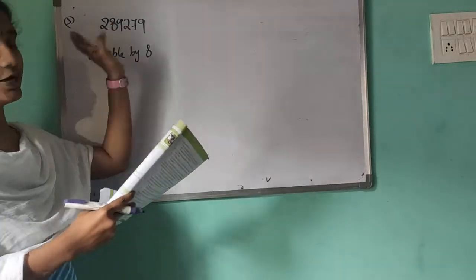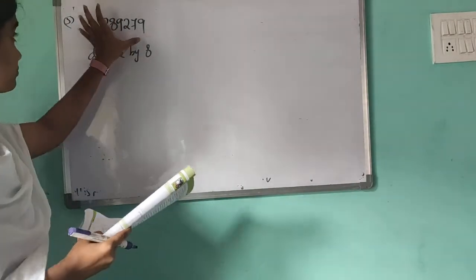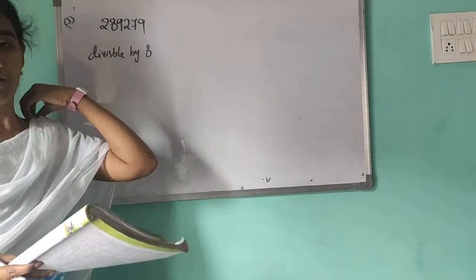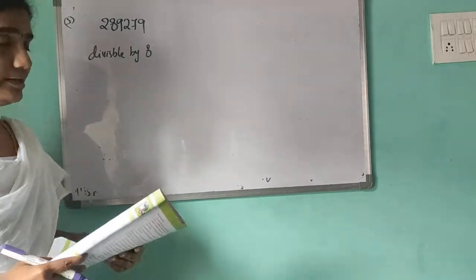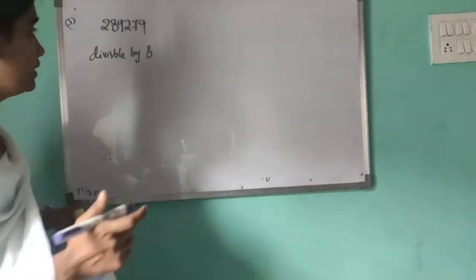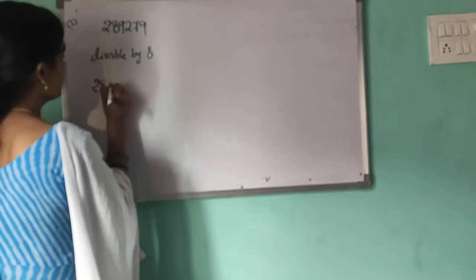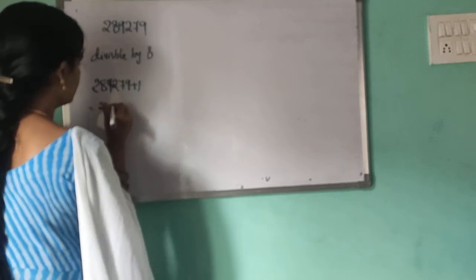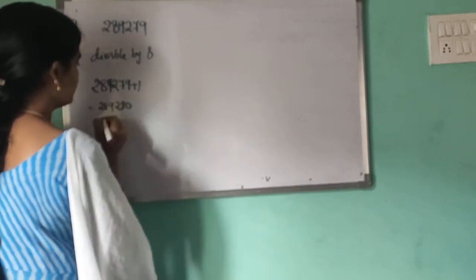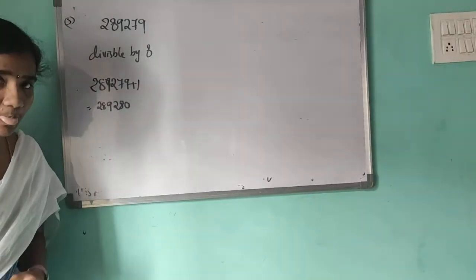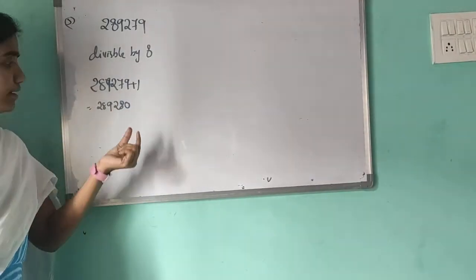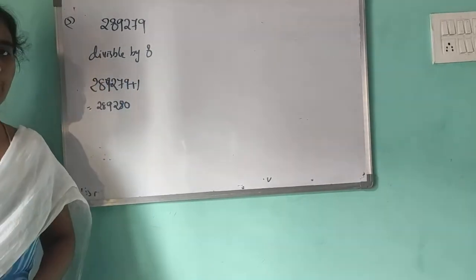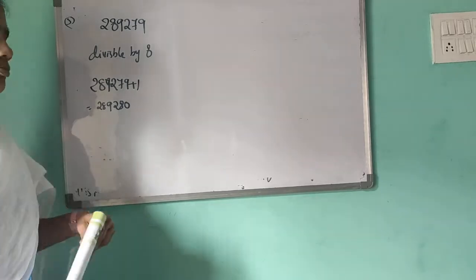Here already mentioned this question. Adding the smallest number to the given number, that number is divisible by 8. Smallest number means 1. Here I am adding 289279 plus 1 equal to 289280. So what is the divisibility rule? Last three digits divisible by 8, that whole number is also divisible by 8.